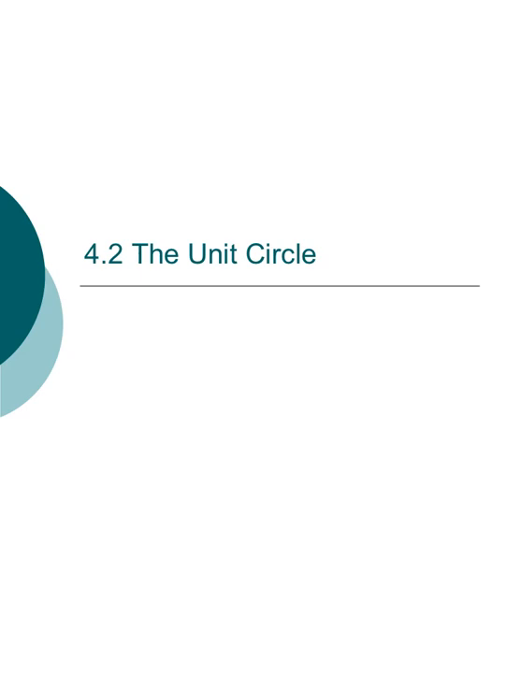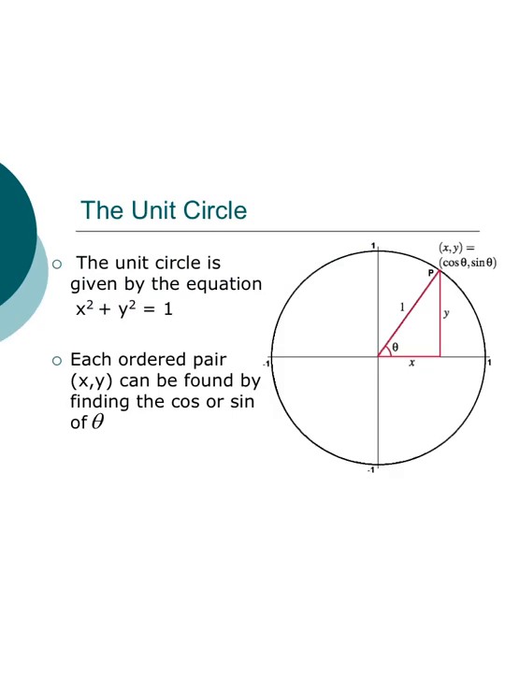In today's video, we're going to be discussing the unit circle for section 4.2. Let's get started. To begin with, our unit circle is given by the following equation: x squared plus y squared is equal to 1. And there's a couple unique things from that.